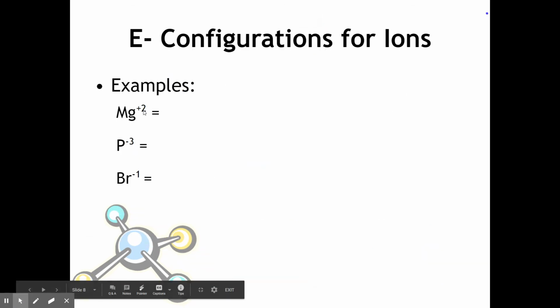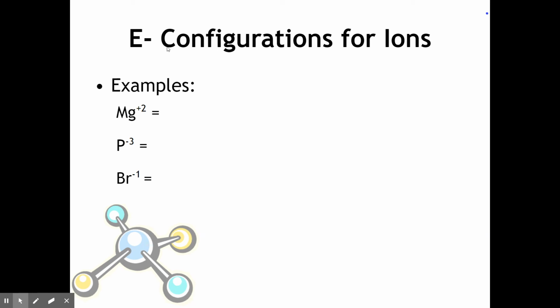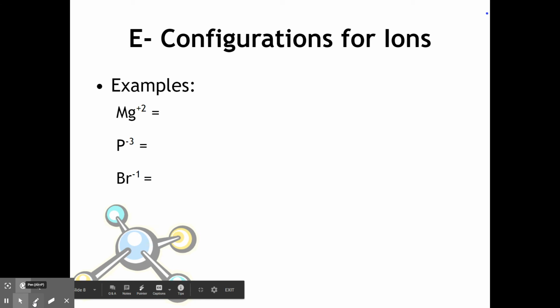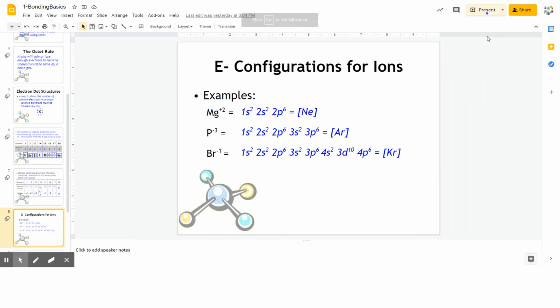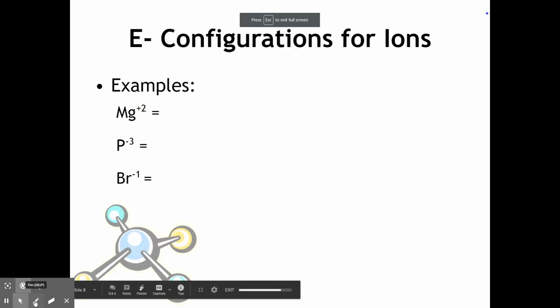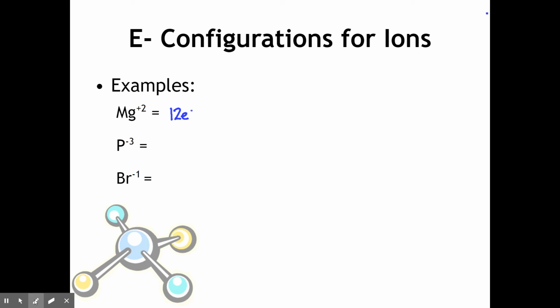So when I find magnesium, I'm going to write the electron configuration for each of these ions. I'm going to look at the periodic table and figure out how many electrons each of these has to start. So on my periodic table, here's magnesium. It has 12 electrons. So I'm going to start with my 12 electrons with my regular magnesium.